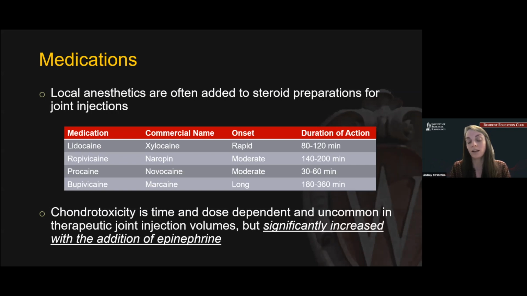So it's important to note that local anesthetics have been shown to produce chondrotoxicity, which is both time and dose dependent, but it's very uncommon given the 1 to 4 milliliters that is typical in an injectate mixture for a joint injection. But it's also really important to think about that the addition of epinephrine can significantly increase that chondrotoxicity. So if you're using lidocaine or some sort of local anesthetic with epinephrine in your subcutaneous anesthetic, you should really take care not to get that anesthetic inside the joint to decrease the risk of chondrotoxicity.